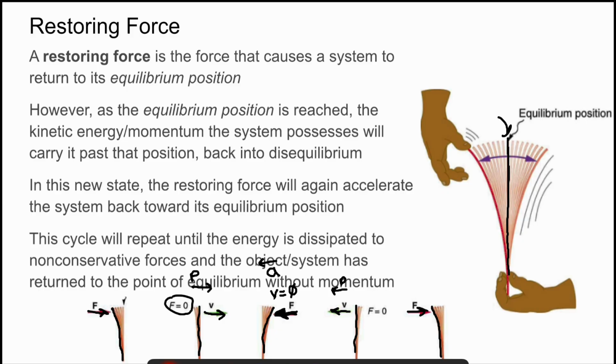repeat until the energy is dissipated to non-conservative forces, and the object/system has returned to the point of equilibrium without momentum. So eventually, it'll get back to this point of equilibrium once all of the energy has been dissipated to non-conservative forces like air resistance or friction or anything like that.